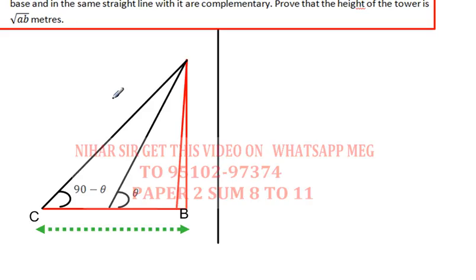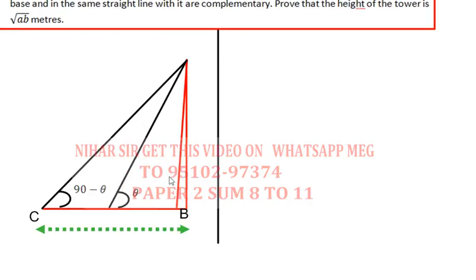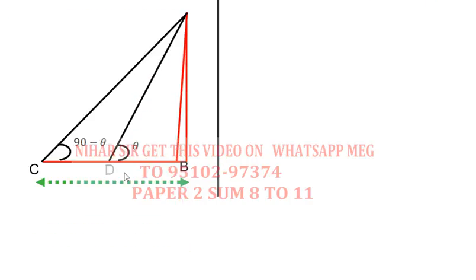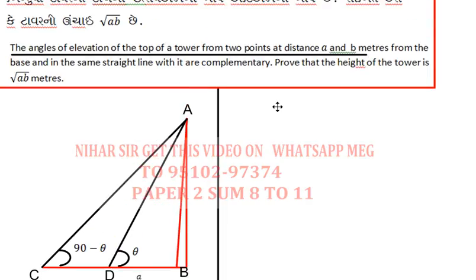Now the distances they have given in the question are points at distance A and B. यानी distance till here is A and distance from B to C is B. So now distances A and B. We have to prove that the height of the tower AB is equal to root AB.